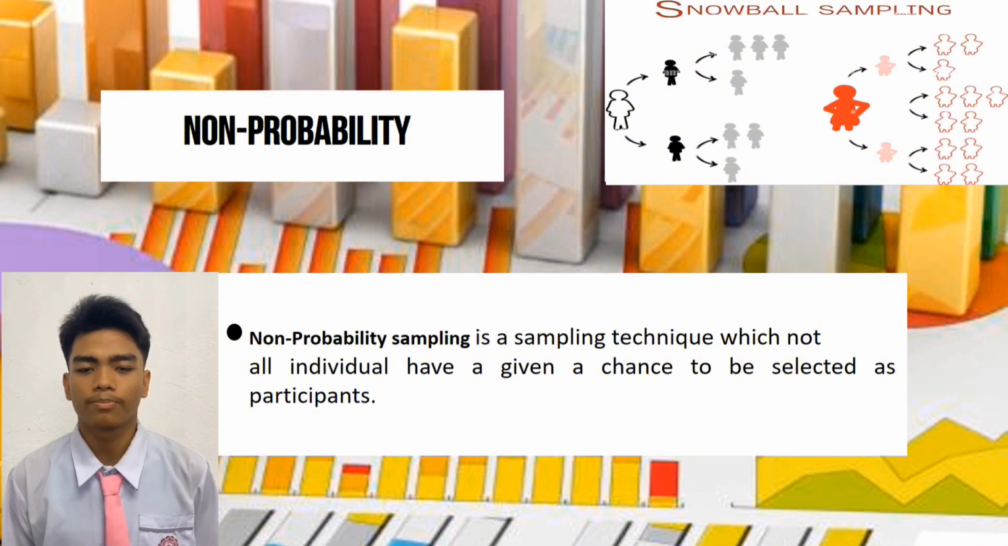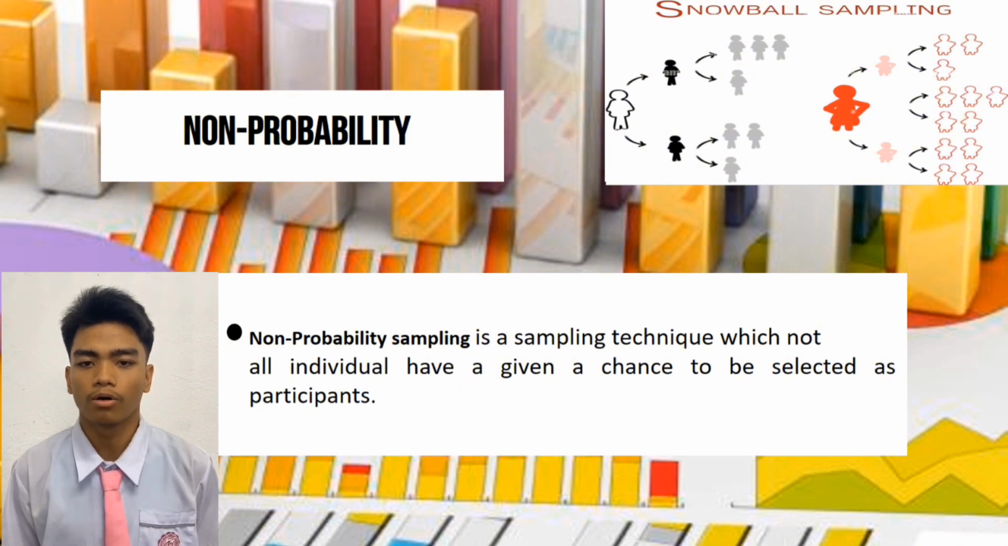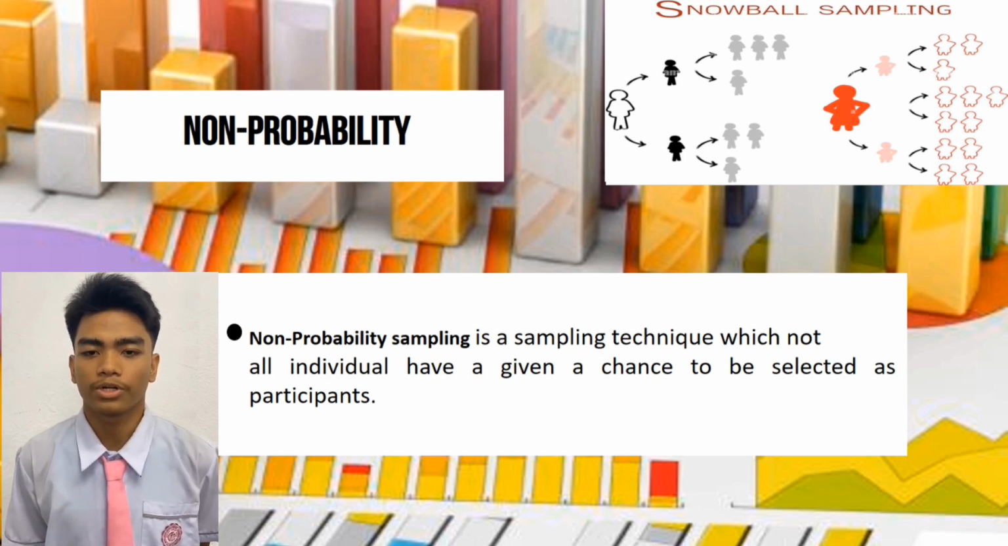Non-probability sampling is a sampling technique in which not all members of the population have a chance of being selected as a participant. This sampling technique is not randomly selected. An example of non-probability sampling is when all leaders of Grade 11 Home Economics in bread and pastry production are selected to be participants.